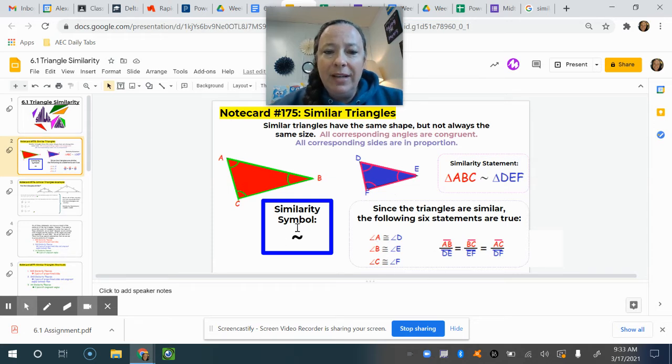Your similarity symbol is this little squiggle. And then this is your similarity statement, and the order still does matter like it does with congruent statements. And we're going to talk more about what it means to be in proportion.